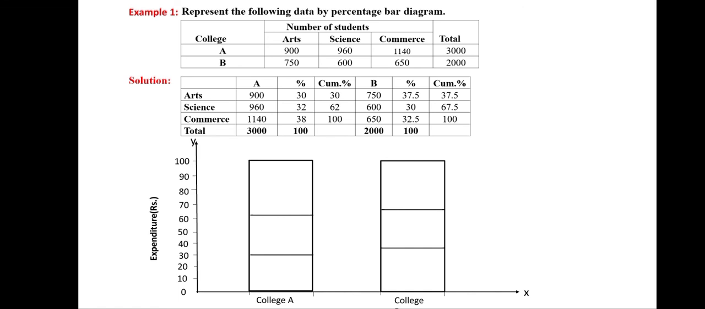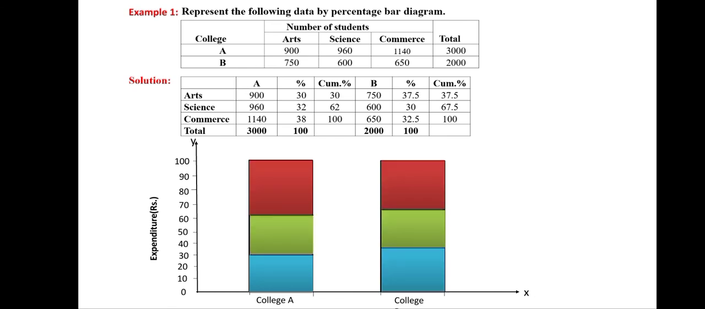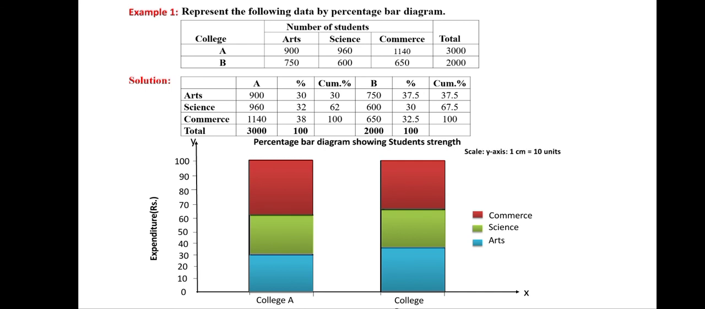Now to make the difference between the components, let us color it. Also write the index, that is blue is for arts, green is for science and red is for commerce. Also write the title, that is percentage bar diagram showing student strength. And here the scale on the y-axis is 1 centimeter equal to 10 units.